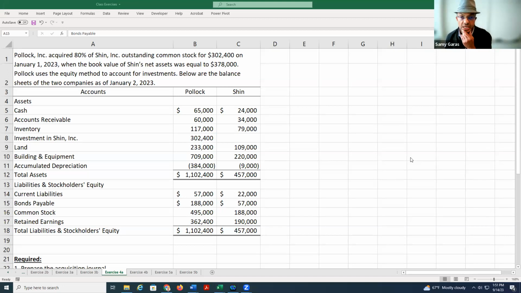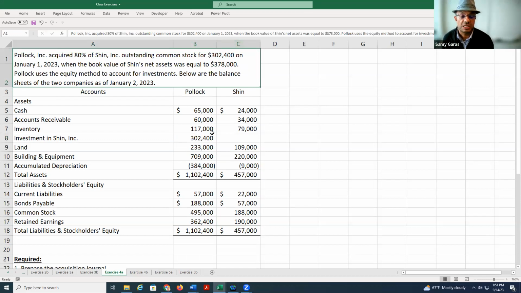The parent company acquired 80% of the subsidiary company and paid cash of 300 to 400 on January 1st. And now we see here the balance sheet on January 2nd, which means that there is no time gap between the consolidation of financial statements and the acquisition. So here we see the common stock 188, the retained earnings 190, and the investment 300 to 400, which is mentioned here. The amount didn't fluctuate because it's only one day difference.